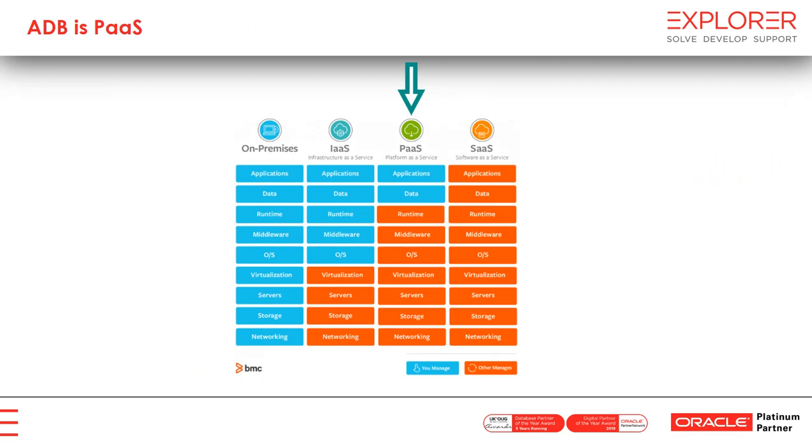Just in case you haven't worked it out already, yes, the autonomous database is definitely a PaaS system, platform as a service setup. All we are really going to be looking after is the data and the applications.